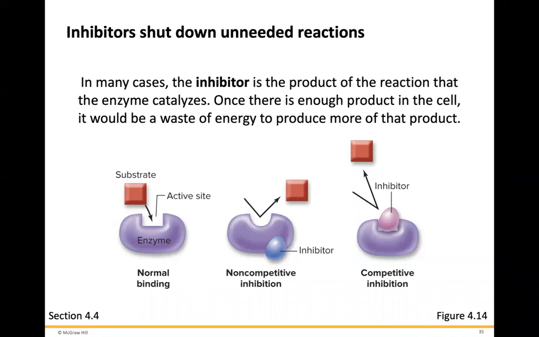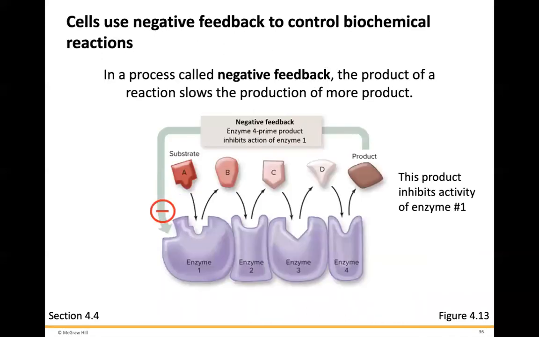In many cases, the inhibitor is the product of the reaction that the enzyme catalyzes. Once there is enough product in the cell, it would be a waste of energy to produce more of that product. And what ends up happening is that will then inhibit the overall enzyme from creating new products. Cells will use what we refer to as a negative feedback mechanism to control biochemical reactions. In a process of negative feedback, the product of the reaction slows the production of more product. So essentially, the end result turns off the initial stimulus.